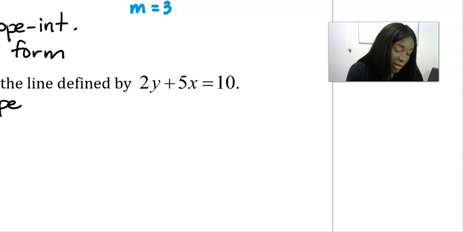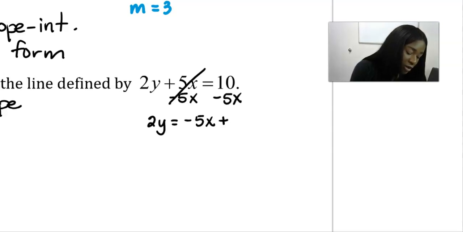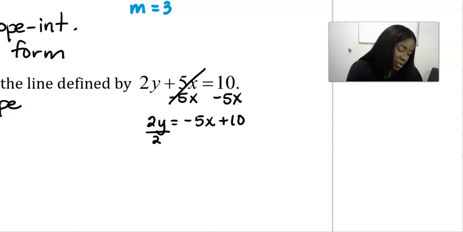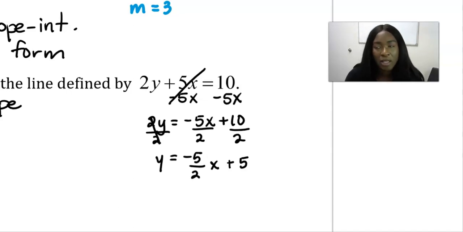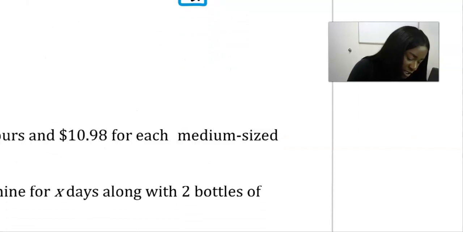So I'm going to put this line in slope-intercept form by solving for y. So I have 2y is equal to, I'm again putting the x term in the front just to stay consistent. Solve for y, divide everything by 2. I get that y is equal to -5 over 2 x plus 5. So now that I have this line in slope-intercept form, I can see the slope of this line.